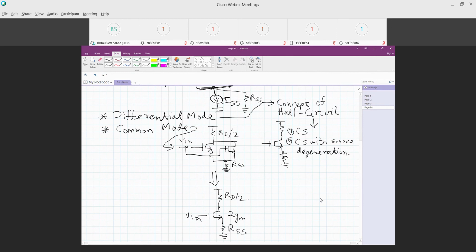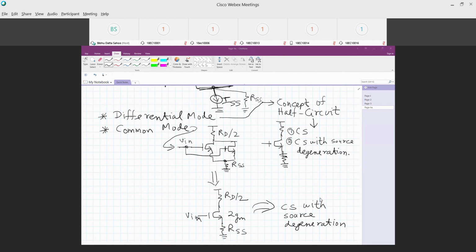Now you annotate all the capacitors in this circuit. So the common mode frequency response would behave like a common source with source degeneration. Okay.